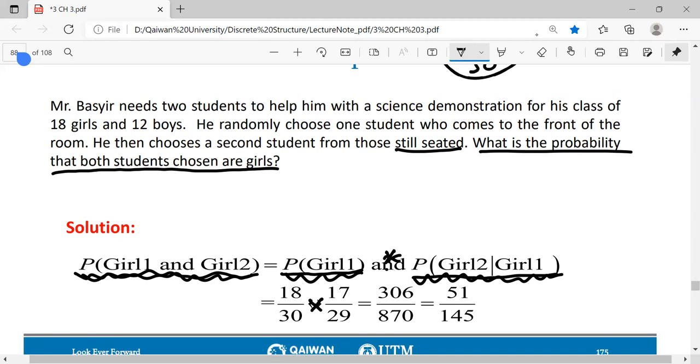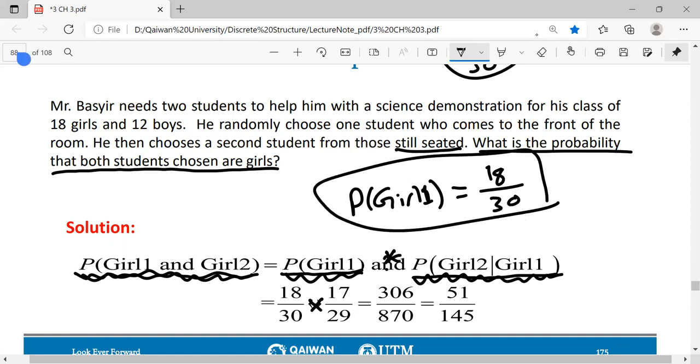Mr. Basir chooses the first girl from 18 girls. And in the class, we have 30 students. That means in the class, we have 18 girls and 30 students. So the probability of choosing one girl is the total number of girls divided by the total number of students in the class. It is 18 divided by 30. So choosing the first girl, probability of girl one is 18 divided by 30.